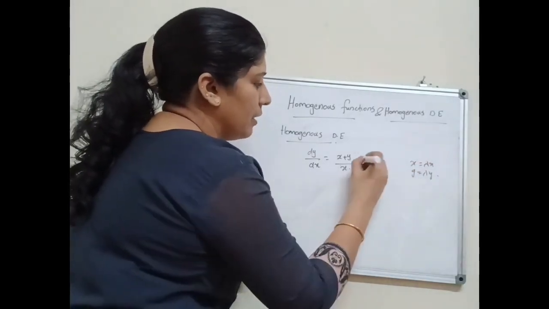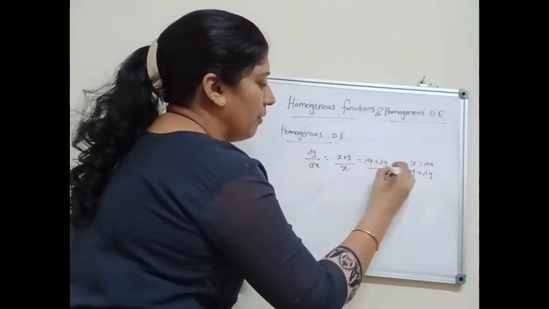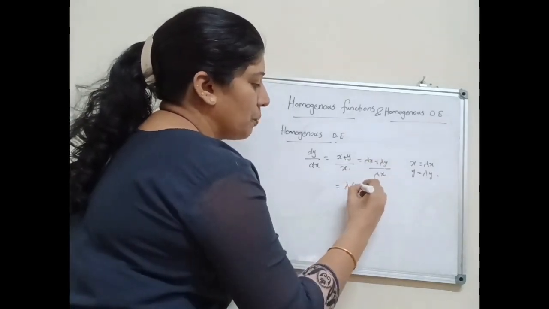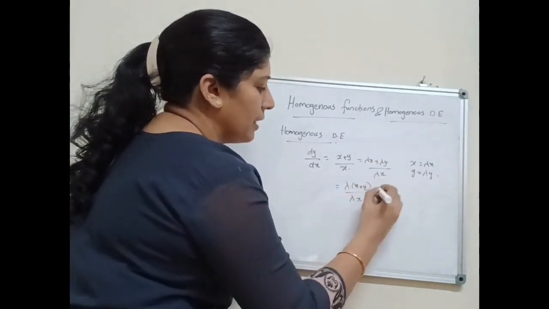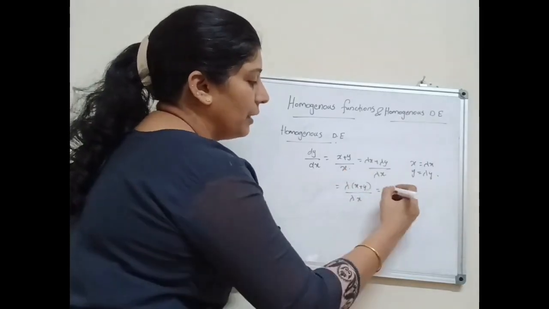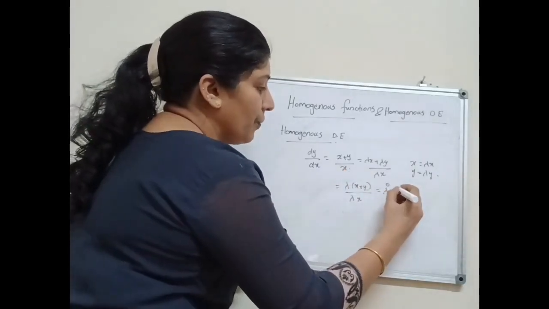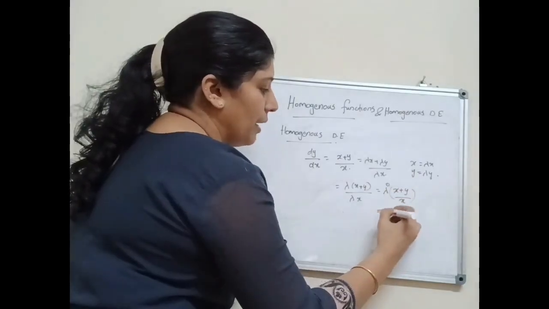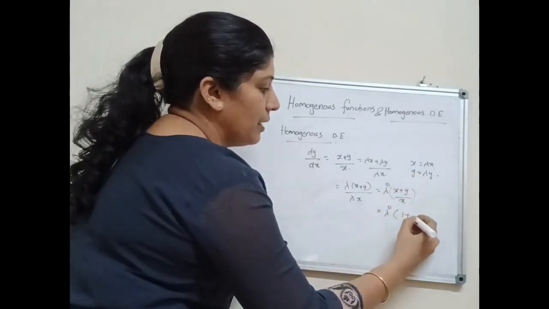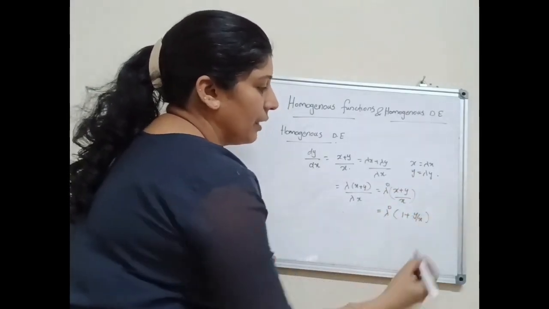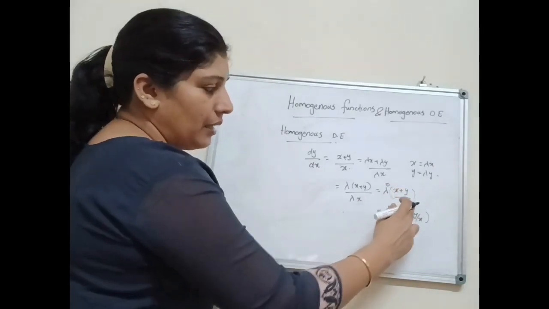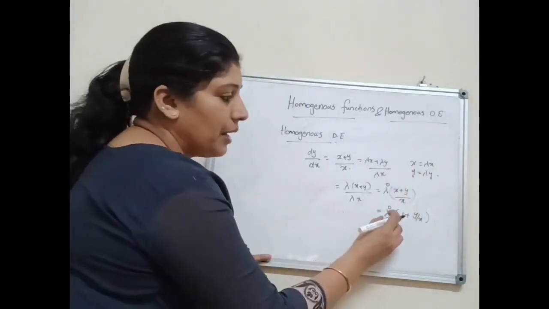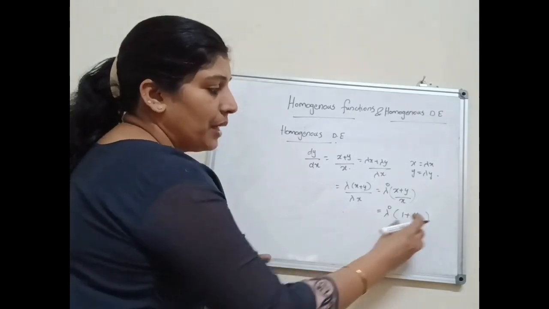What happened here? It is equal to lambda x plus lambda y divided by lambda x. That's equal to lambda into x plus y divided by lambda x. That's equal to lambda divided by lambda, that is lambda raised to 0 into x plus y divided by x. That is equal to lambda raised to 0 into 1 plus y by x, dividing throughout by x. That is lambda raised to 0 into a function of y by x.